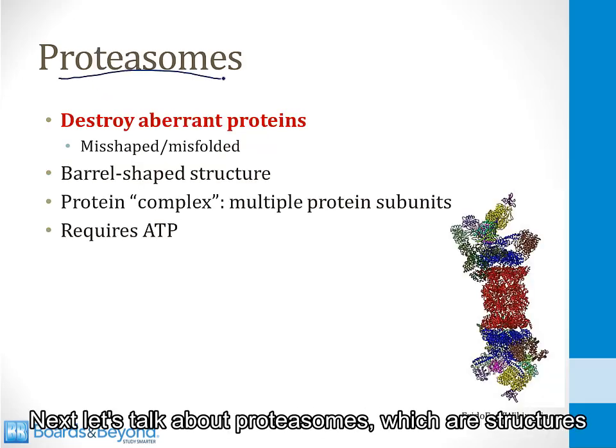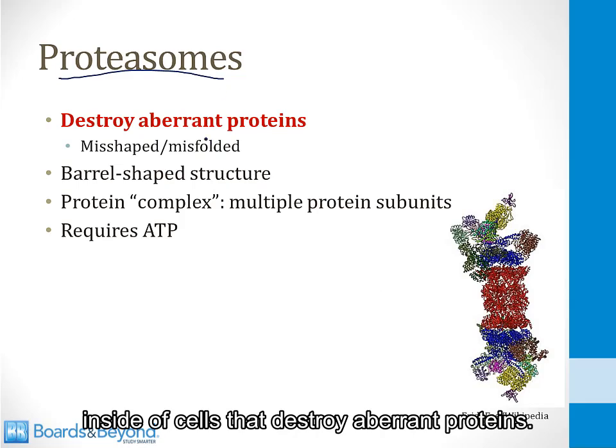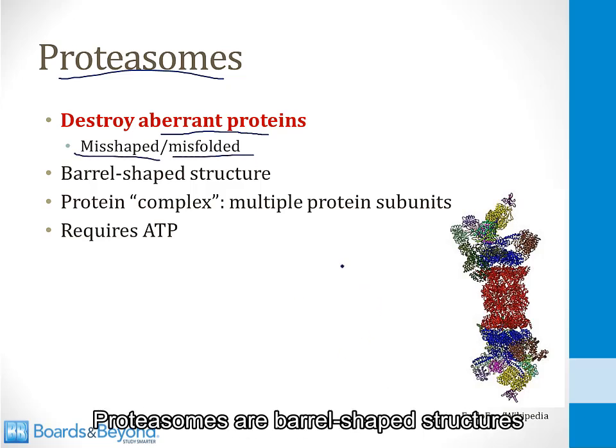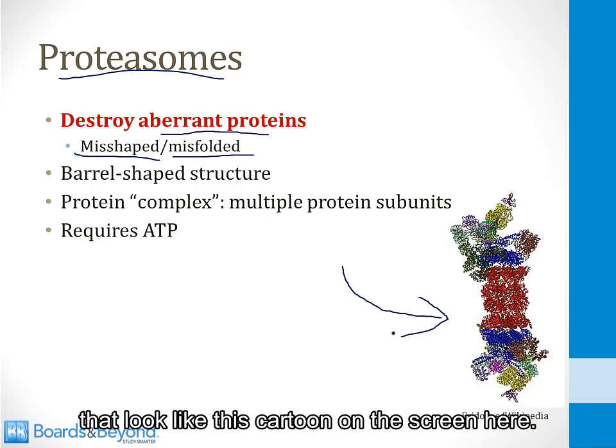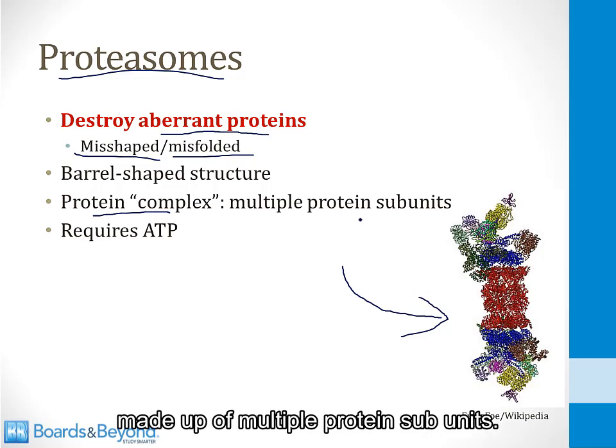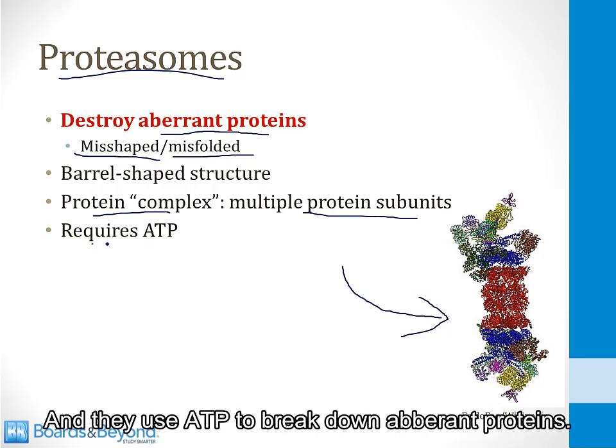Next, let's talk about proteasomes, which are structures inside of cells that destroy aberrant proteins. These are proteins that have become misshaped or misfolded. Proteasomes are barrel-shaped structures that look like this cartoon on the screen here. They're a complex of multiple protein subunits, and they use ATP to break down aberrant proteins.